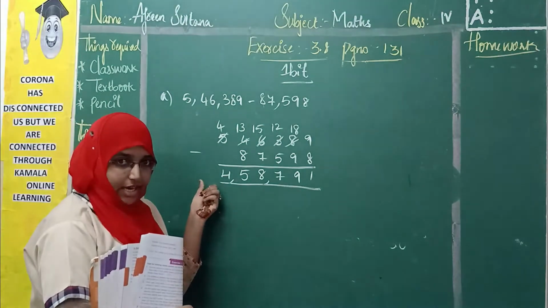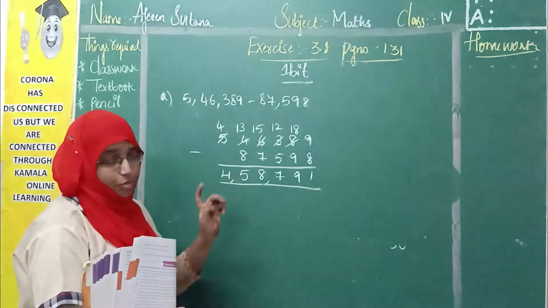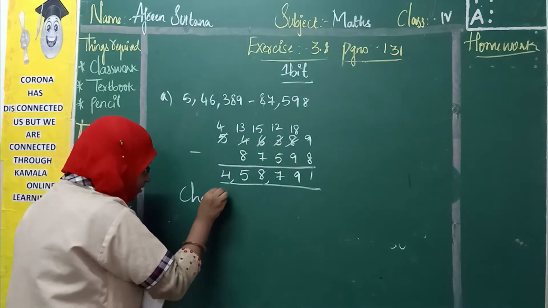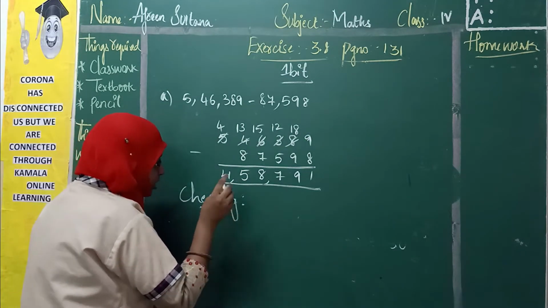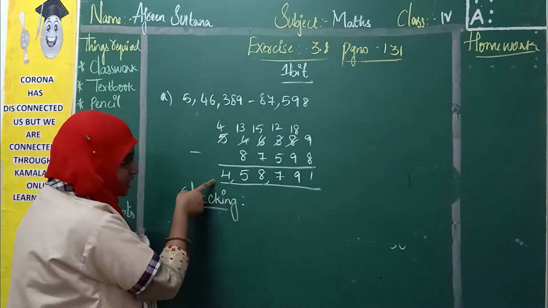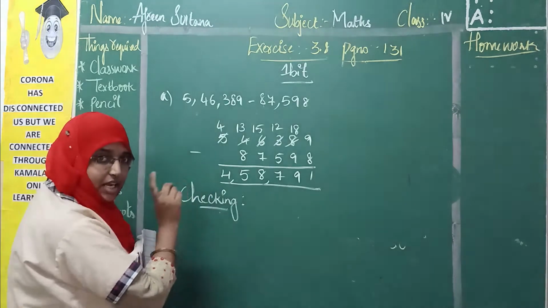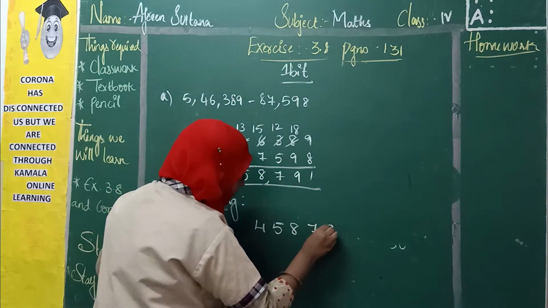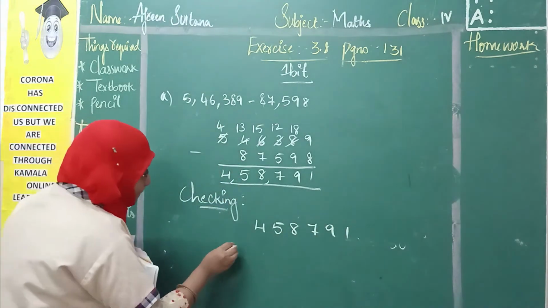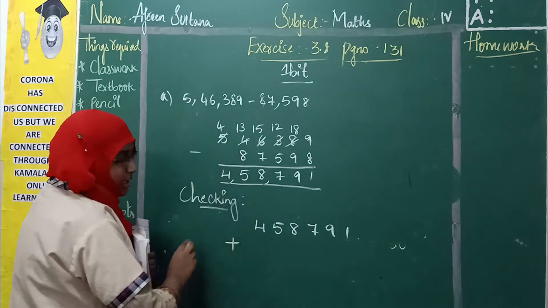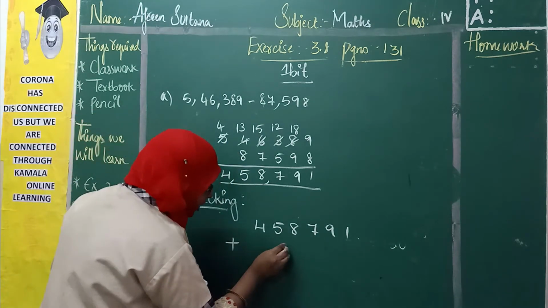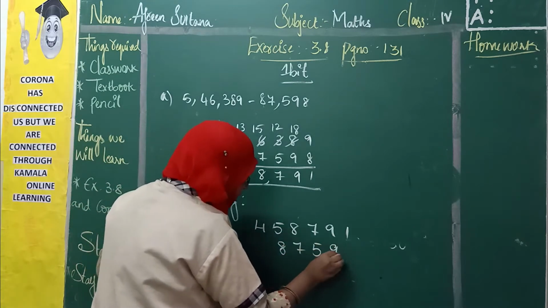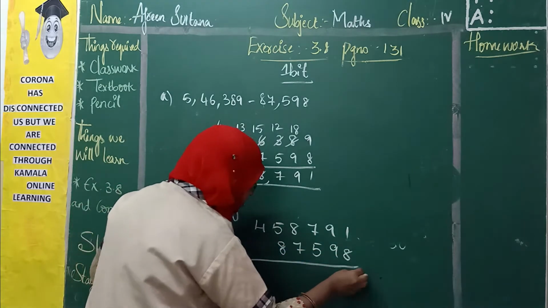So how can I check? I need to add this difference with the subtrahend. Let us add this. Let us do the checking. So when I do checking, firstly, if you see, this is a 4 lakh place, meaning the highest place is lakh place. Let us write that: 4,58,791 plus 8 is in the 10,000 place. So under 5 we should write 8. So 87,598. Let us add these both.